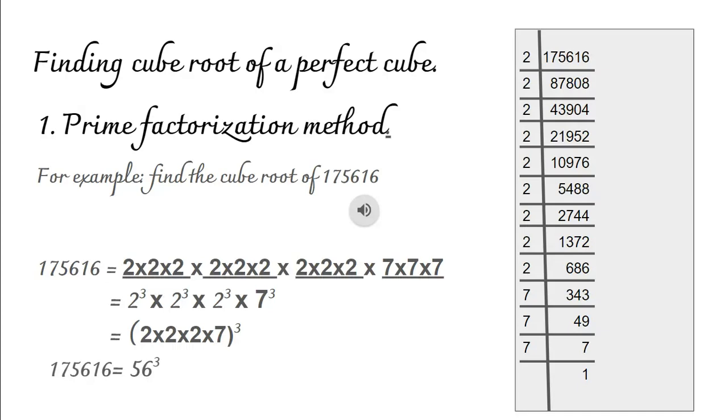So now we know that cube root is the reverse of cubes. Now we can write the cube root of 175616 is equal to 56. So the answer is 56. Clear? Okay.